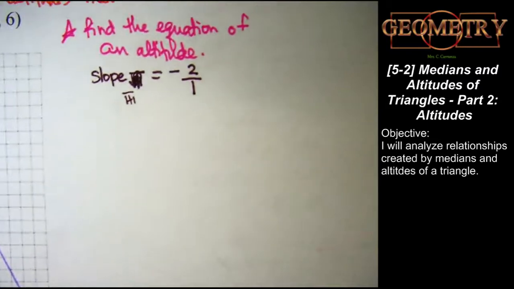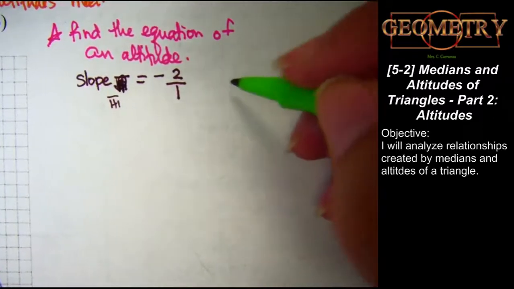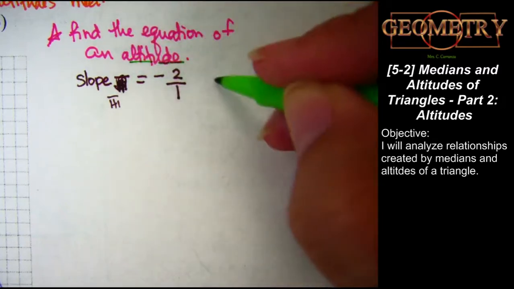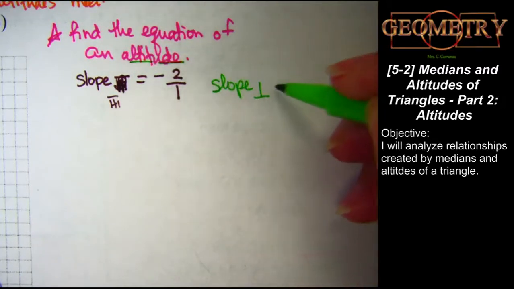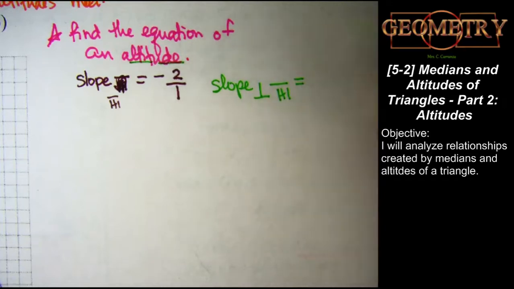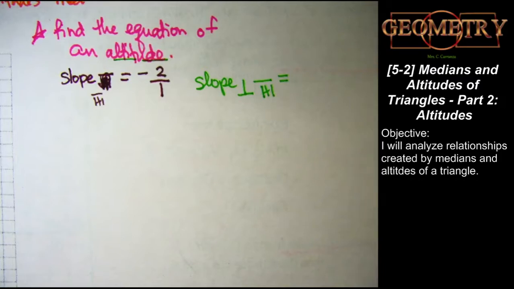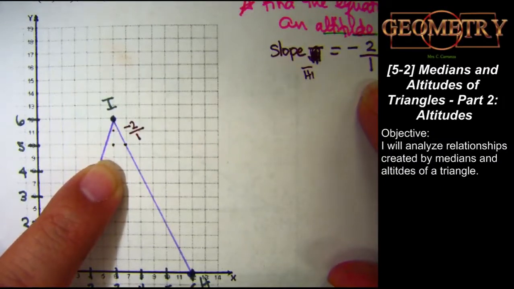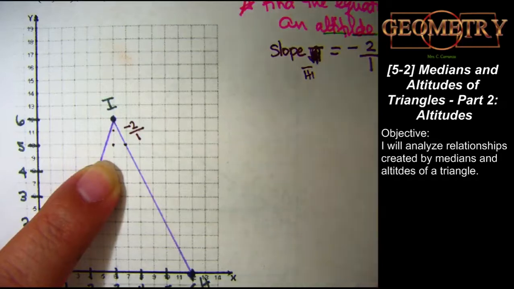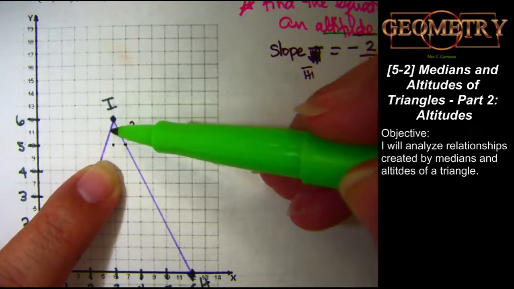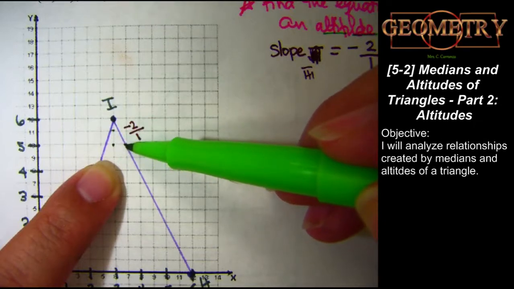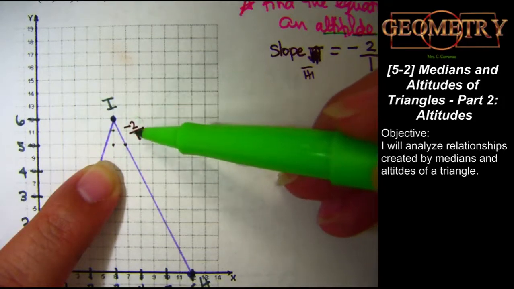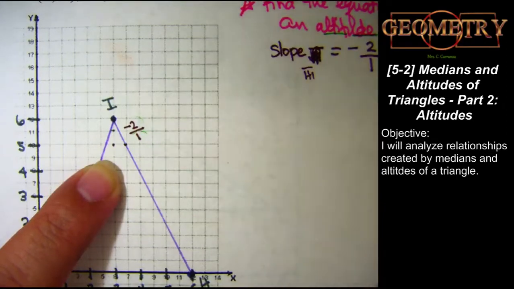I'm writing it this way because while I wanted the slope of that line, what I need is the slope of the altitude, the slope of the line perpendicular to the side HI. So I need the perpendicular slope. Miss, how did you get that negative 2 over 1? I counted rise over run from here. I actually counted the grid lines. I had to go down 2, 1, 2, and then to the right 1. So this is how far I went down, and this is how far I went to the right.